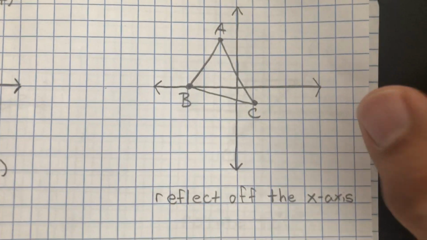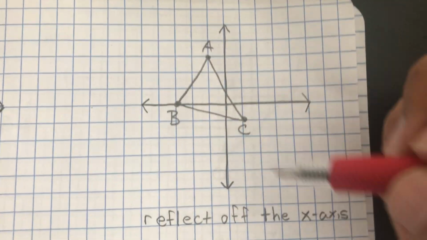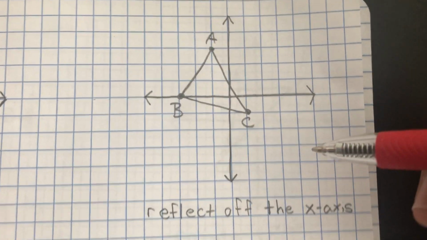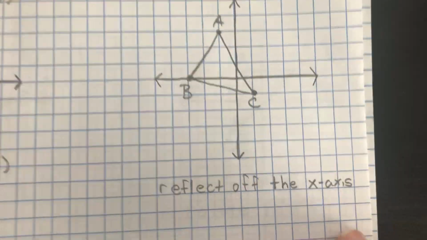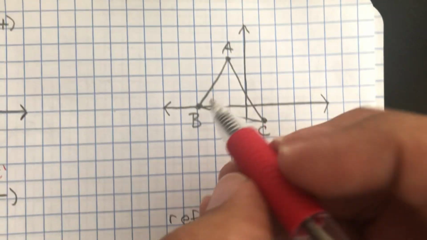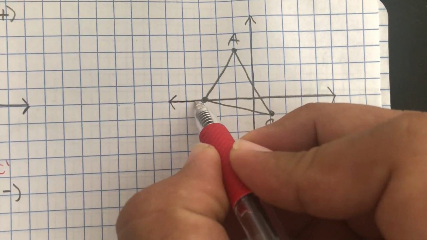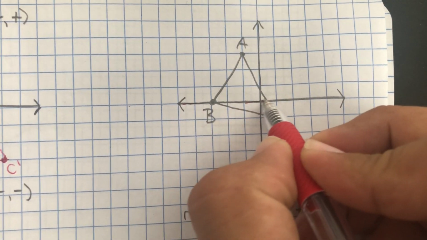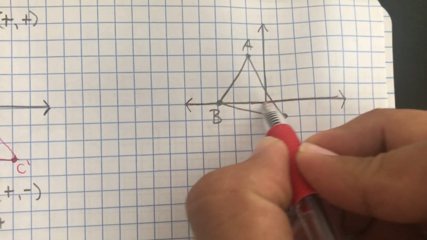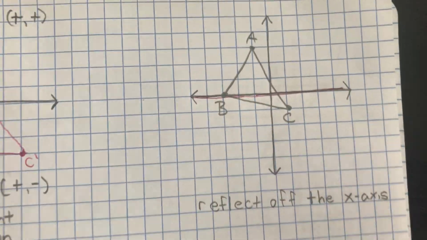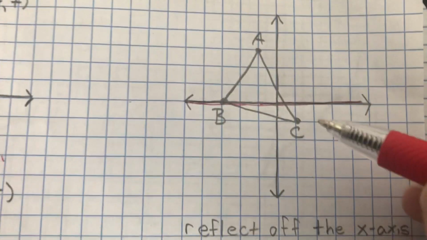Next one here. For this one, we are going to reflect off of the x-axis, creating a mirror image off of the x-axis. So we find the x-axis. For this one, this is the x-axis right here, this line right here. So I'm going to try to make it a little bolder here. So that is now our mirror.